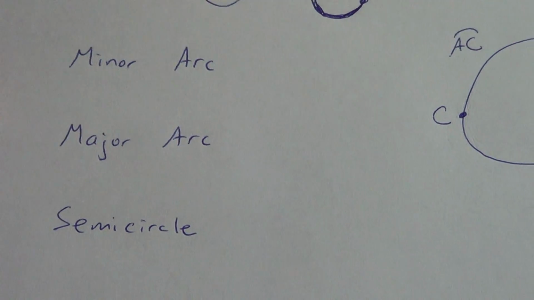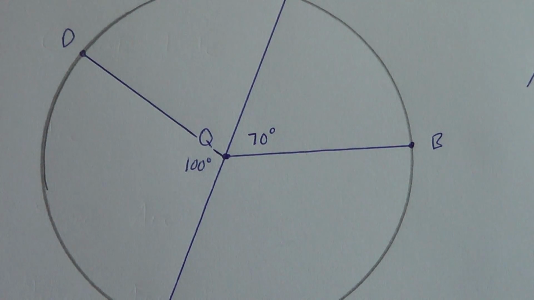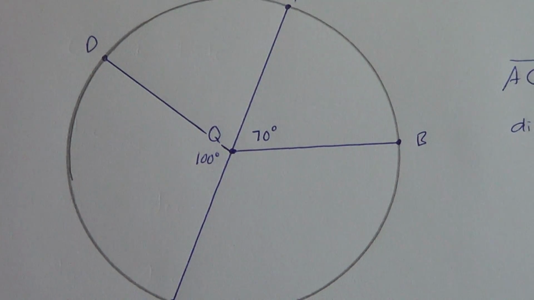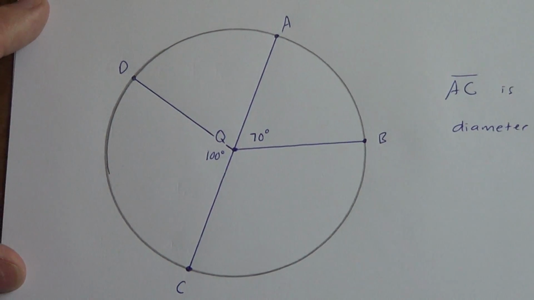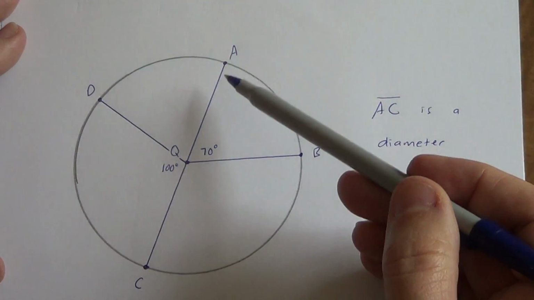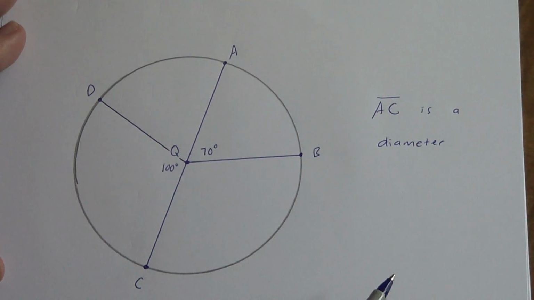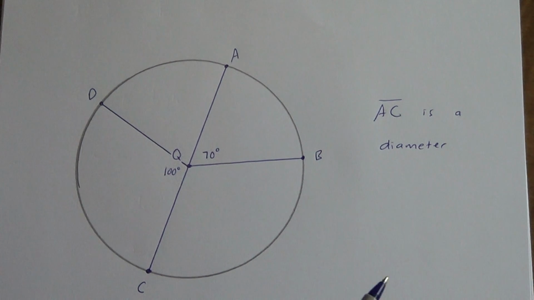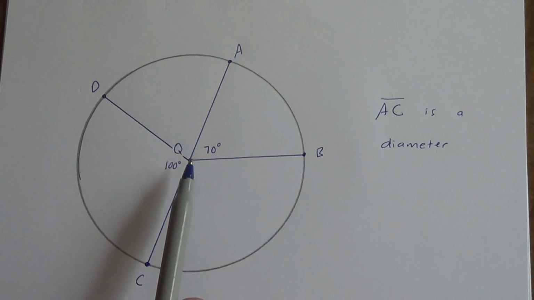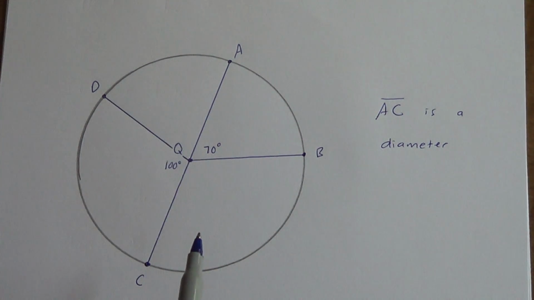Now, let's talk about measurements. I've got some arcs drawn here. Let me zoom out just a little bit. One of these days I'm going to figure out the in and the out part of this camera. All right, here we go. So AC is a diameter. If I come from A all the way over to C, straight across the circle, that's a diameter. We know that from our previous lesson. Go ahead and copy this picture down. We've got Q here, so this is called circle Q. I've got B over here, D here. I've got a 70-degree angle and a 100-degree angle.